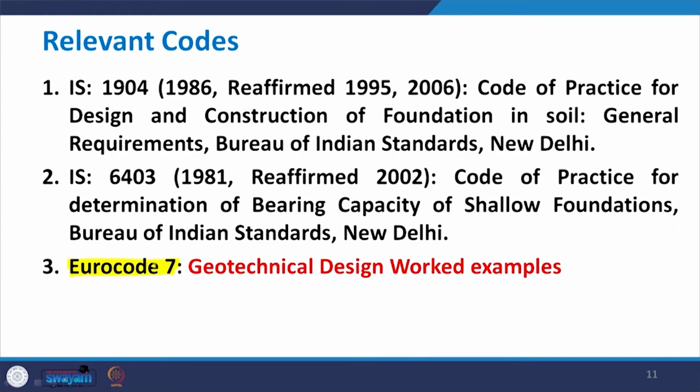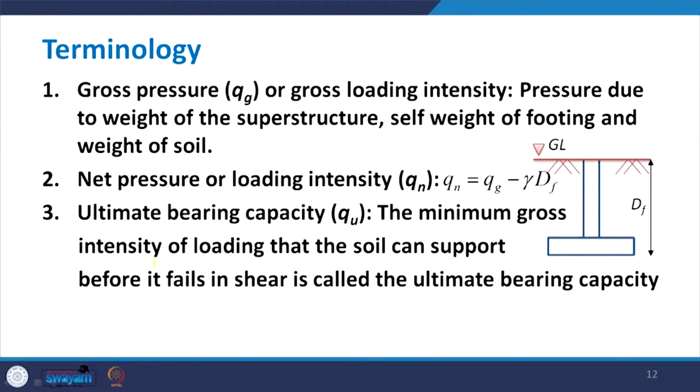Within the domain of shallow foundations, there is different terminology which is required while going for the design of foundations, and those terminologies we are going to discuss. We do have what is called gross pressure or gross loading intensity, denoted by q_g as shown in the slide. This could be defined as pressure due to weight of the superstructure, self weight of footing, and weight of soil. So, that means it consists of all combined weights: coming from the top you have the superstructure, then below that you have the footing, and below that you have the soil. Combined jointly, all the three weights, total weight divided by the area will give you the loading intensity. So, gross means it will include all.